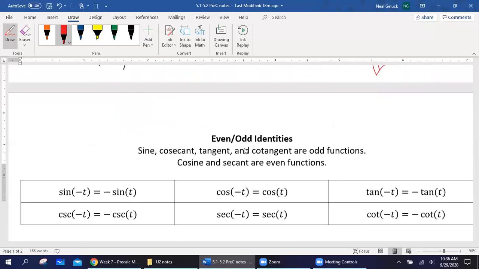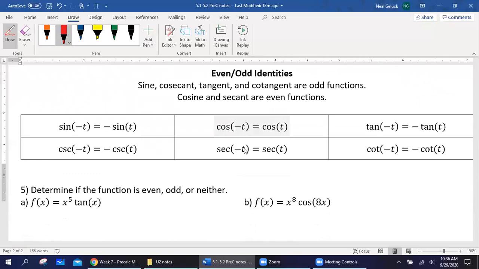It turns out that the trig functions are even or odd. Actually, a lot of functions are neither of these, but all the trig functions satisfy one or the other. So it turns out that the sine, the cosecant, so the sine and its reciprocal, the tangent and its reciprocal, cotangent, are all odd functions. So these are odd, and these are odd. Basically, putting in a negative for the variable, the negative comes out in front.